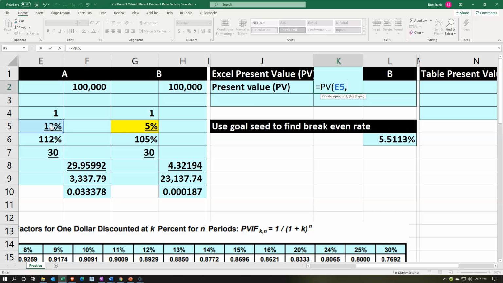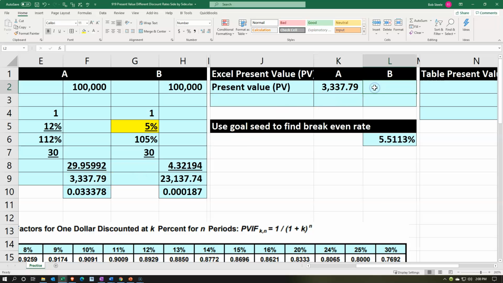comma, the number of periods was 30 periods. I'll pick it up right there, comma, no payment because it's not an annuity. So I'll say 0, comma, future value is going to be the 100,000. And then I'll put a negative in front of the P to flip the sign from a negative number to a positive number. Enter, and there we have it. Let's add some decimals. Home tab, numbers, add a few decimals. And so there we have it.